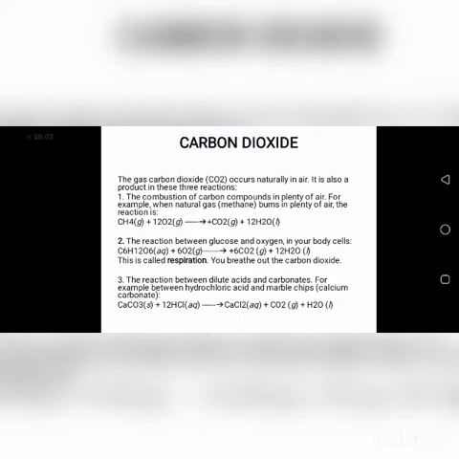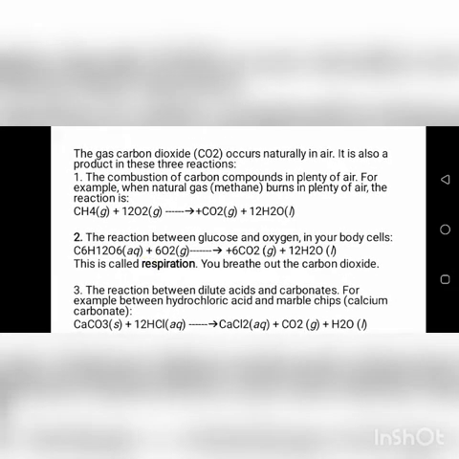explain below. Now look at the oxides of carbon. There are two oxides of carbon: carbon dioxide, otherwise known as carbon 4 oxide, and carbon 2 oxide. Let us look at them in detail. The gas carbon dioxide, CO2, occurs naturally in air. It's abundant in the air. It's also a product in three reactions that I want us to see.